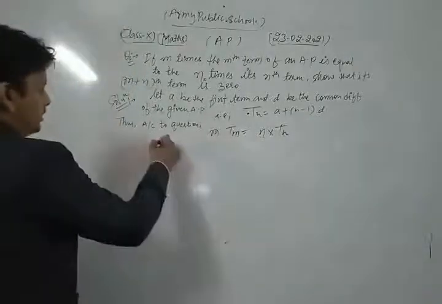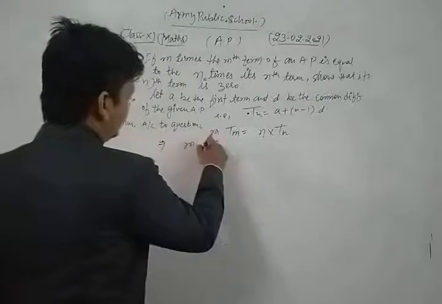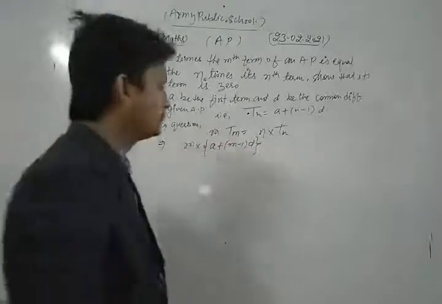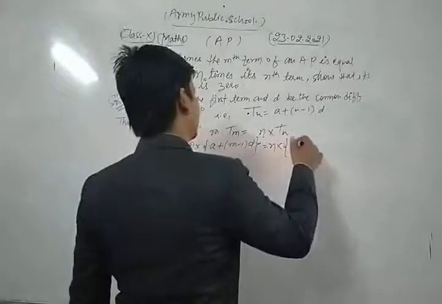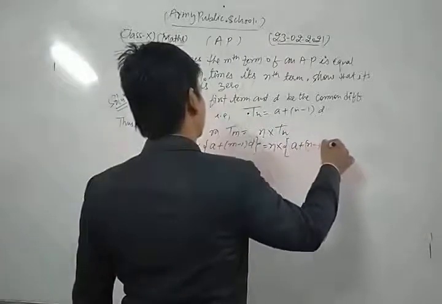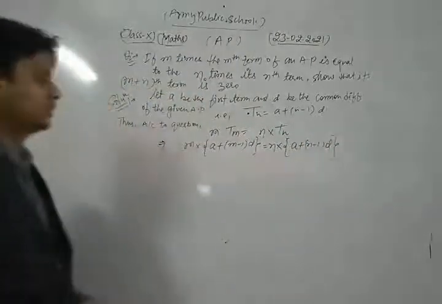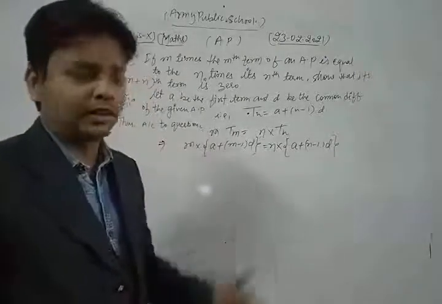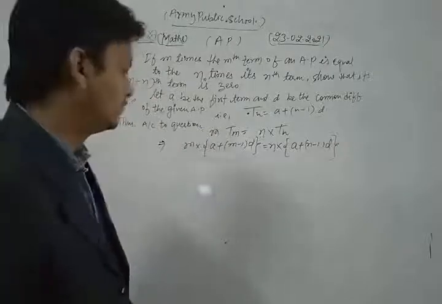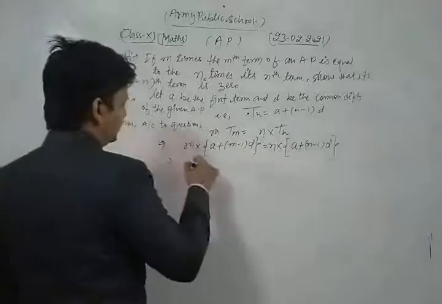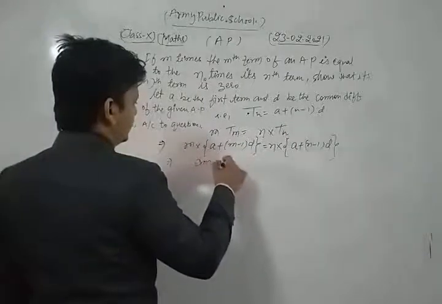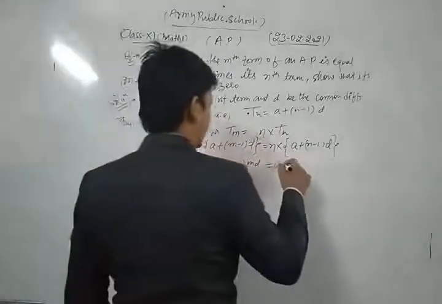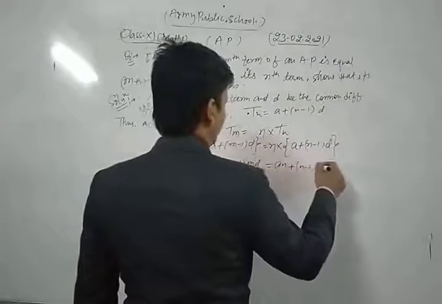Let's see. Write m into tm: a plus (m minus 1) into d is the value of its mth term, which is equal to n times its nth term, a plus (n minus 1) into d. Now we simplify that relation and we get some relation. This is am plus (m minus 1) into m into d, equal to an plus (n minus 1) into n into d.